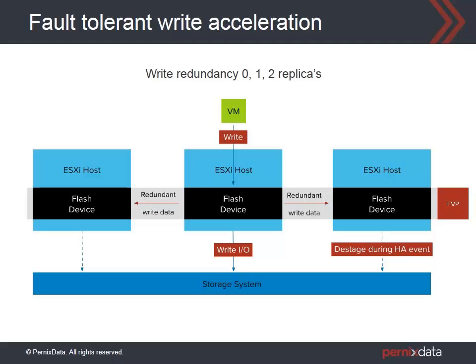Now, normally the source host will issue the write to the storage array. But what if the host fails? If that host fails, FVP knows it, and it will instruct one of the replica hosts to destage the last bit of write data towards the storage system. So the data is always safe.